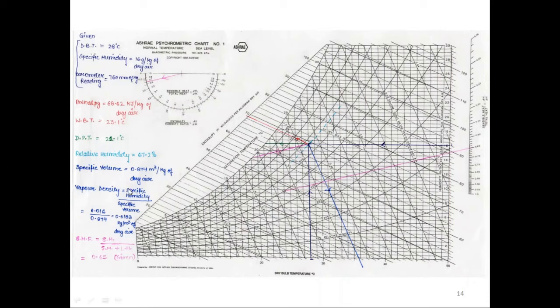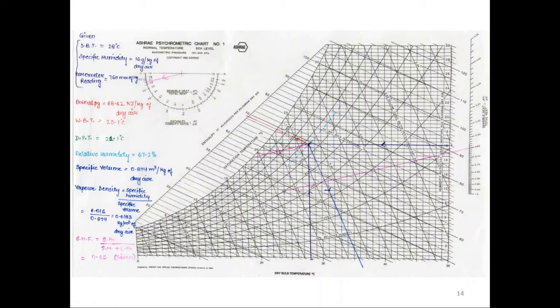Next is vapor density. The formula is specific humidity divided by specific volume. Here we can see that the unit of specific volume is meter cube per kg of dry air. So we need to convert this specific humidity into kg per kg of dry air. The value given is 16 gram. To convert this into kg, 0.016 divided by 0.874, we will get 0.0183 kg per meter cube of dry air.